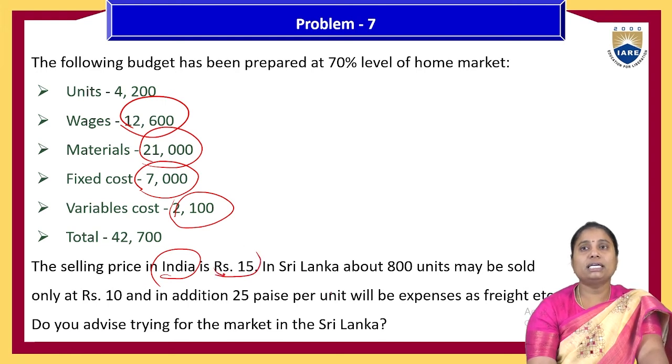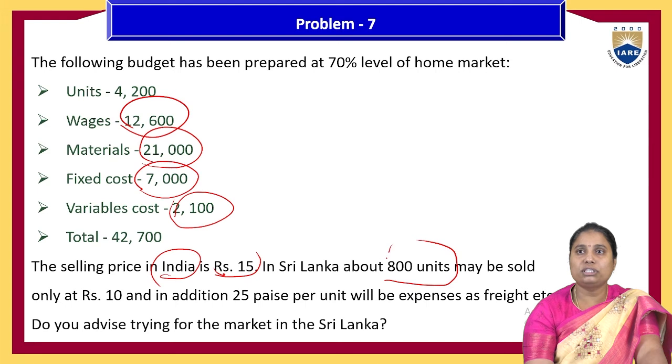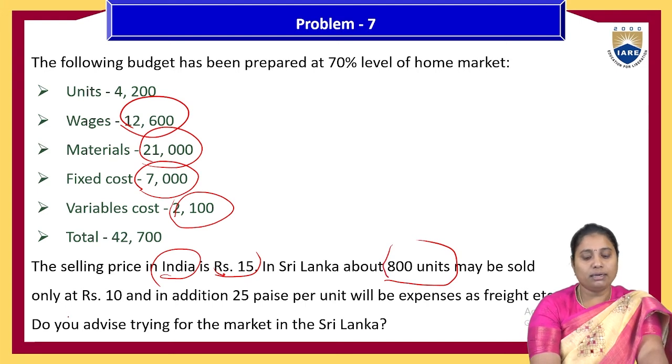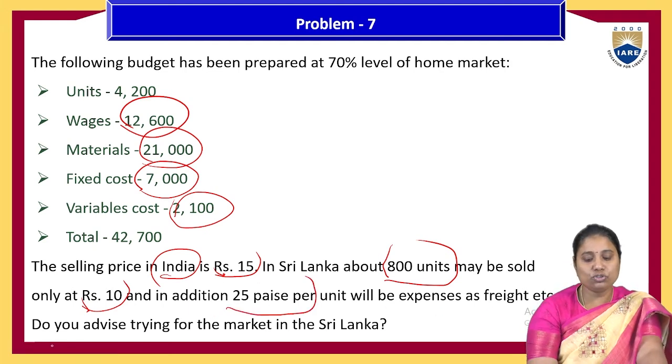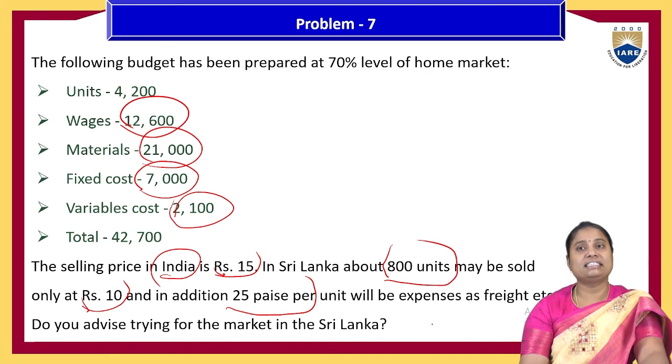And in Sri Lanka, it is about 800 units that may be sold, and only at 10 rupees. And in addition, 25 paisa per unit will be expenses as freight, etc. So do you advise trying for the market in Sri Lanka?